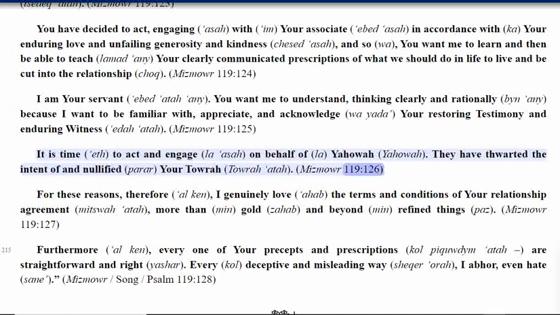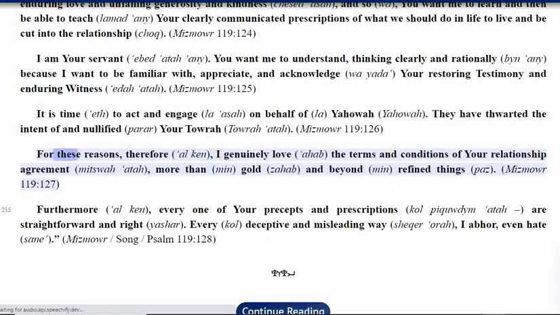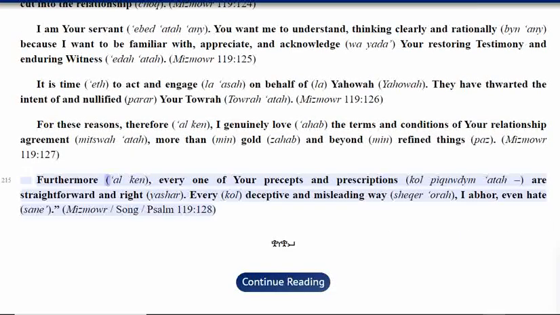Mizmowr 119-126. For these reasons, therefore, Al-Ken, I genuinely love, Ahab, the terms and conditions of your relationship agreement, Mitzvah Otter, more than, Min, gold, Zahab, and beyond, Min, refined things, Pars. Mizmowr 119-127. Furthermore, Al-Ken, every one of your precepts and prescriptions, Shirl Pequodmotter, are straightforward and right, Yashar. Every, Shirl, deceptive and misleading way, Sheker Aura, I abhor, even hate, saying.